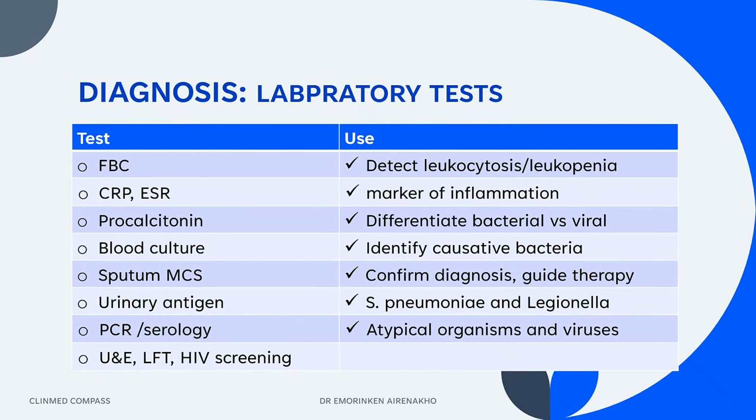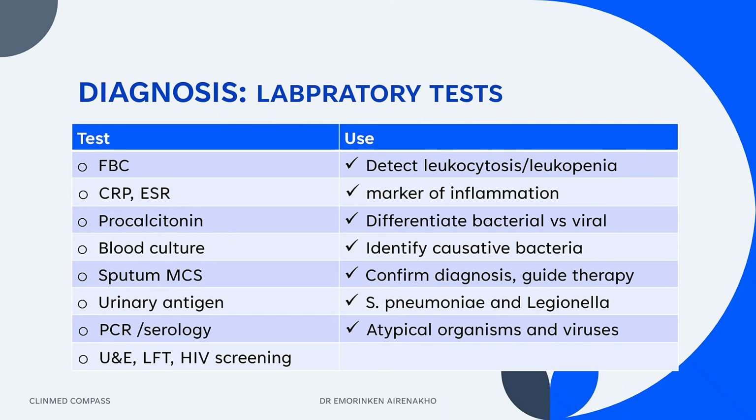Key laboratory investigations include full blood count, look for leukocytosis or leukopenia in some cases, C-reactive protein and erythrocyte sedimentation rate. These are markers of inflammation. Procalcitonin helps to distinguish a bacterial from a viral infection. Blood cultures are positive in 10 to 30% of community-acquired pneumonia, also very useful in hospital-acquired pneumonia. Sputum MCS is usually best if collected before antibiotics. It helps to confirm diagnosis and guides therapy.